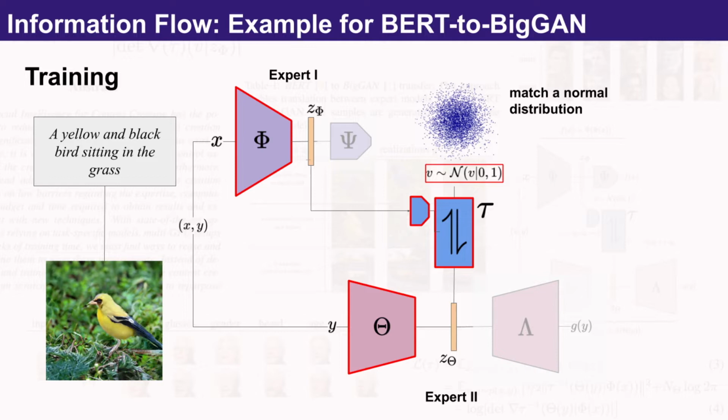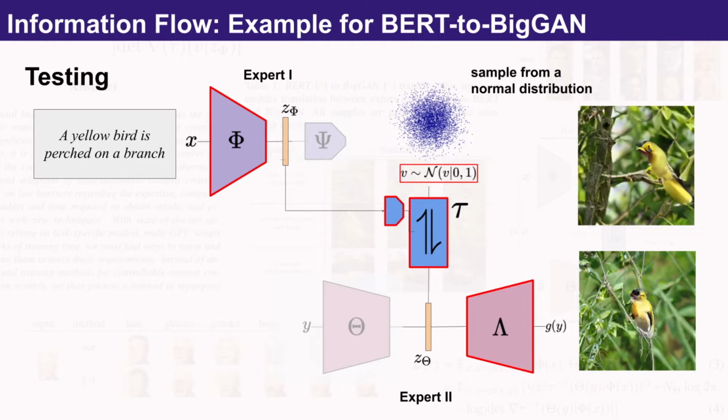Let us illustrate the training process with the example of text-to-image translation. Given paired data, such as images and their textual descriptions, we produce their respective expert encodings. Next, the representation of expert 1 is used as conditioning information to map expert 2's representation onto the prior distribution, where the quality of this mapping is evaluated by the log likelihood.